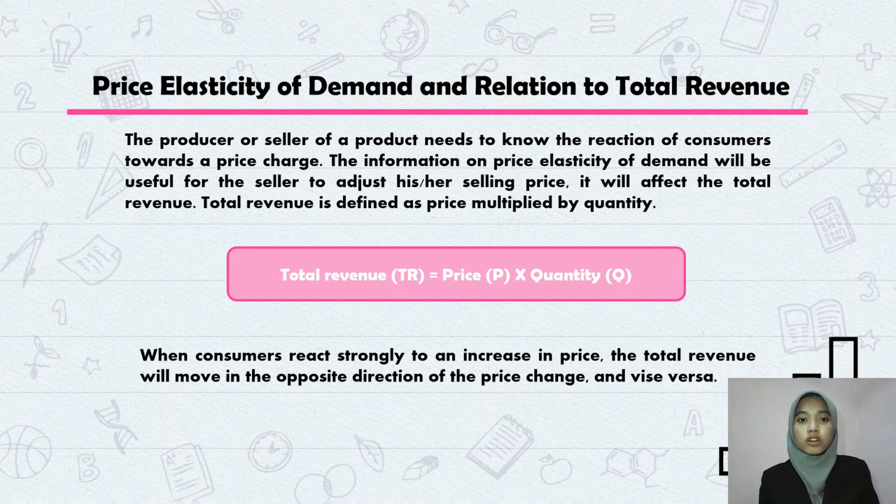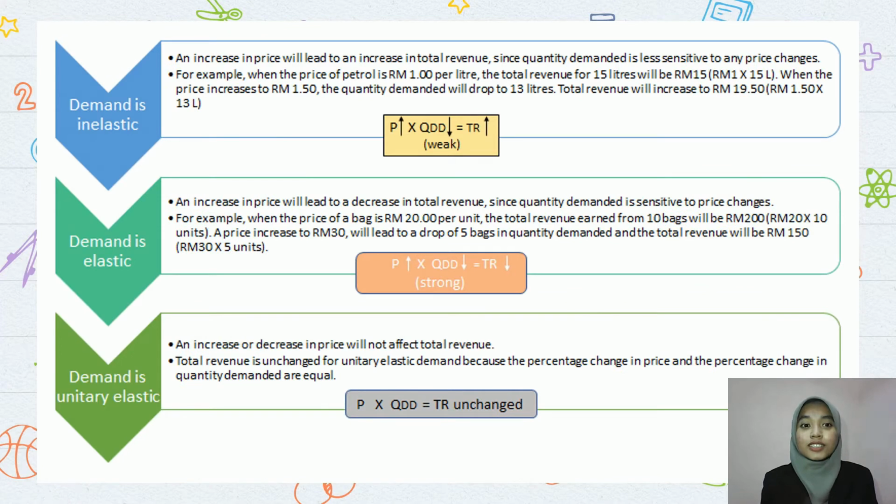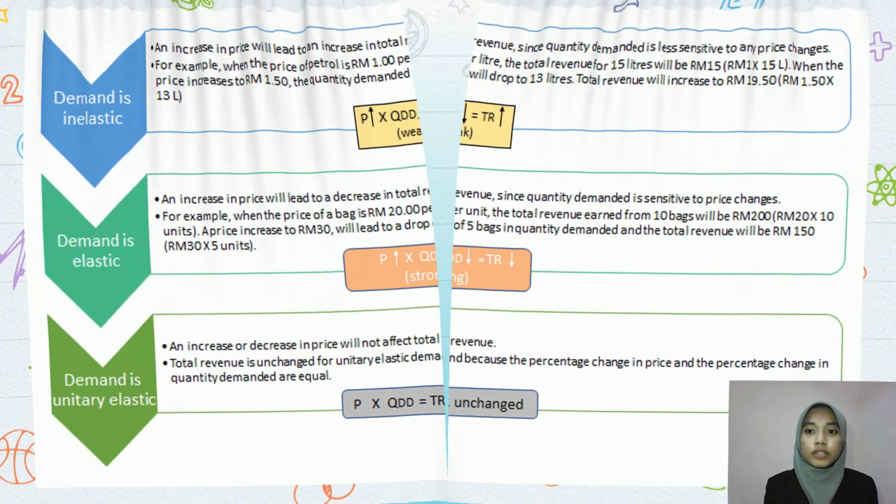The producer or seller of a product needs to know the reaction of consumers towards a price change. The information on price elasticity of demand will be useful for the seller to adjust his price. There are three types of demand. Firstly, when the demand is inelastic, an increase in price will lead to an increase in total revenue, since quantity demanded is less sensitive to any price change.